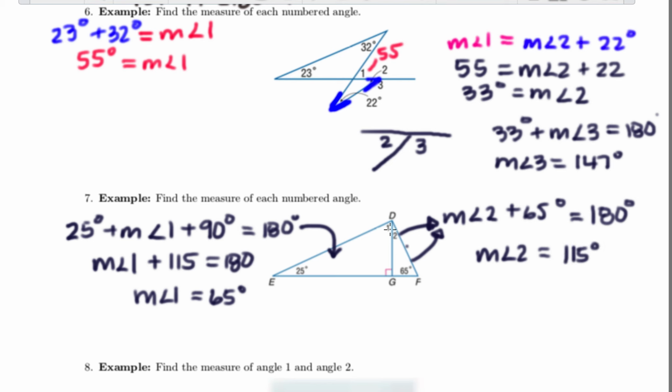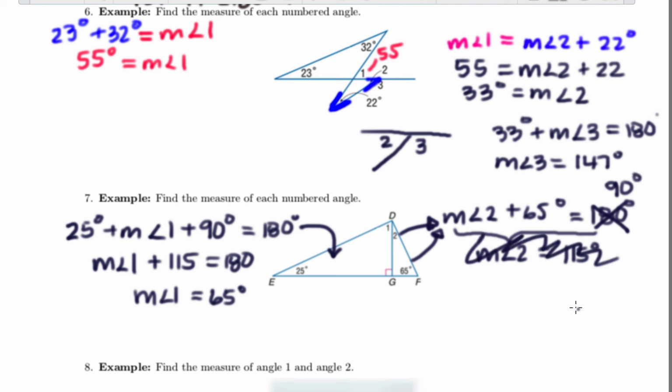And we now know that, my mistake. Over here, I made a big mistake. This is not correct. Angle 2 plus 65 does not equal 180 because they're not a linear pair. Angle 2 and 65 are interior angles to this guy. This should have been a 90 degrees right there. That's a mistake. I'm sorry about that.